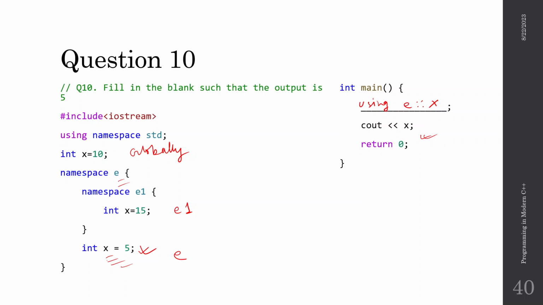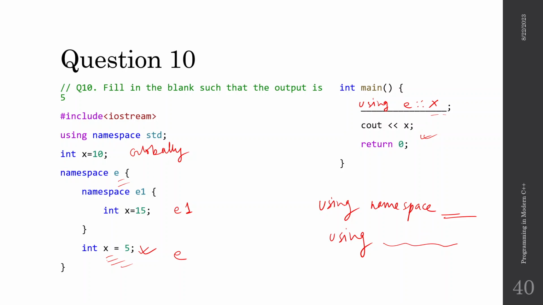Okay, so there is a question: why use using here only and not using namespace? The using keyword can be used in two contexts. Either we can write using namespace and then the name of a namespace, or we can write using and then some variable, in this format: using e::x.